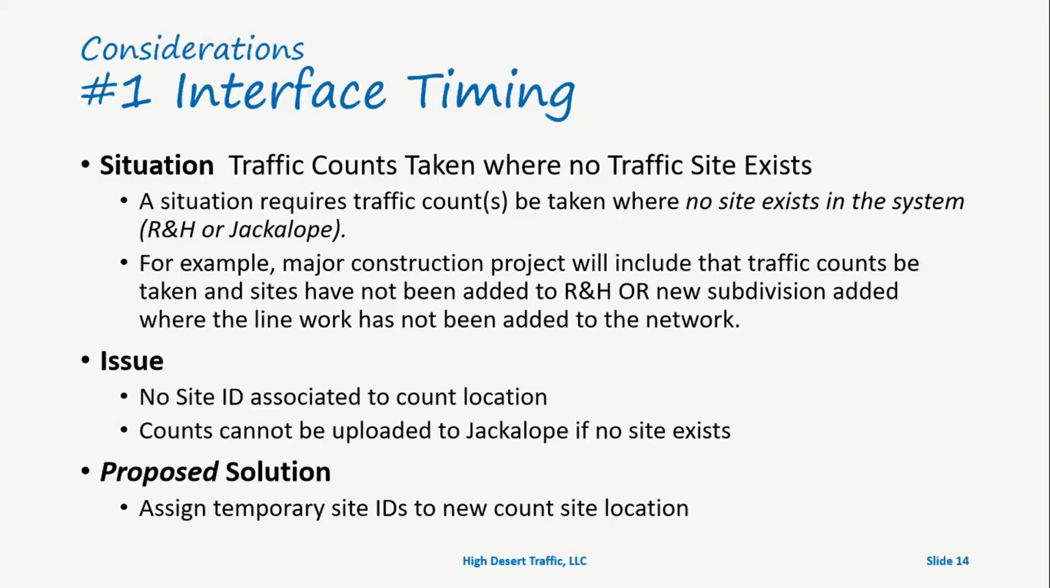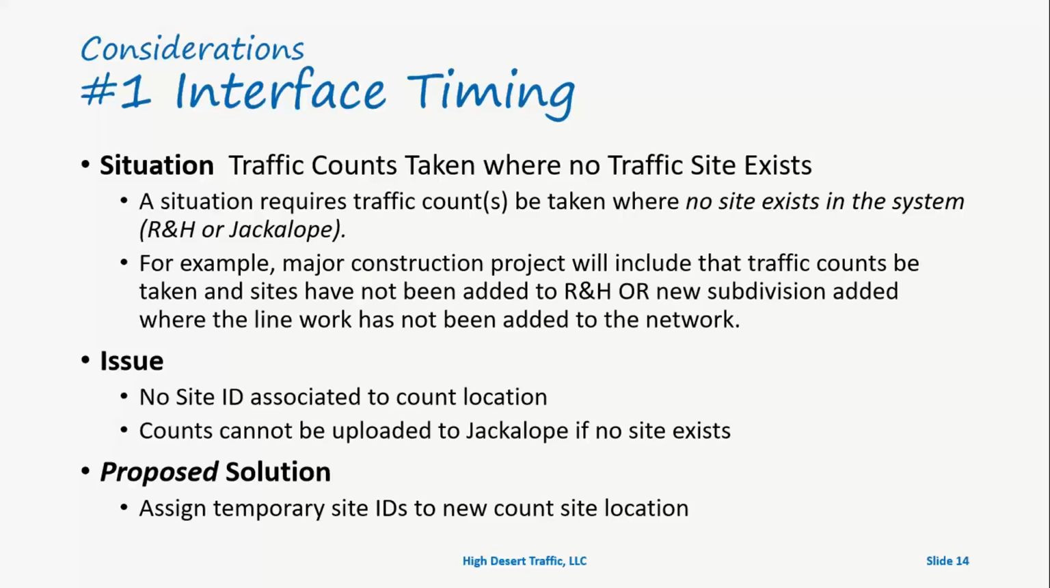But right now, the first consideration is what happens when a traffic count is taken and no traffic count site exists. I know it's happened in probably every single agency. You've faced this before. It can happen when there's new construction or a subdivision site is done and it's been added, but the line work isn't there. So either the site isn't there or the line work isn't there. How are we going to deal with uploading counts in Jackalope if no site exists and you interface with roads and highways? So we've come up with a proposed solution, and it's to assign a temporary ID.